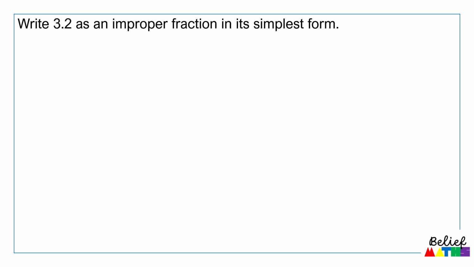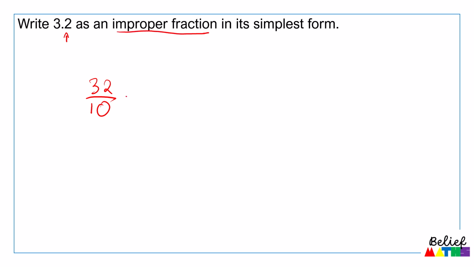Now the next question is very similar to the previous one. It's asking us to write 3.2 as an improper fraction in its simplest form. Again, in this case, we're going to write our digits, get rid of the zeros, but there's none here, so that's 32. Put our 1 underneath. There was one decimal place, so there's 1 zero in our answer. So we've got 32 over 10, which makes sense because they told us it was an improper fraction.